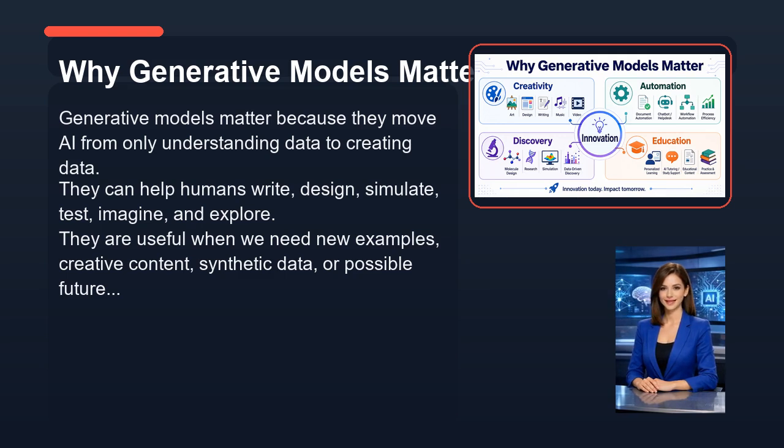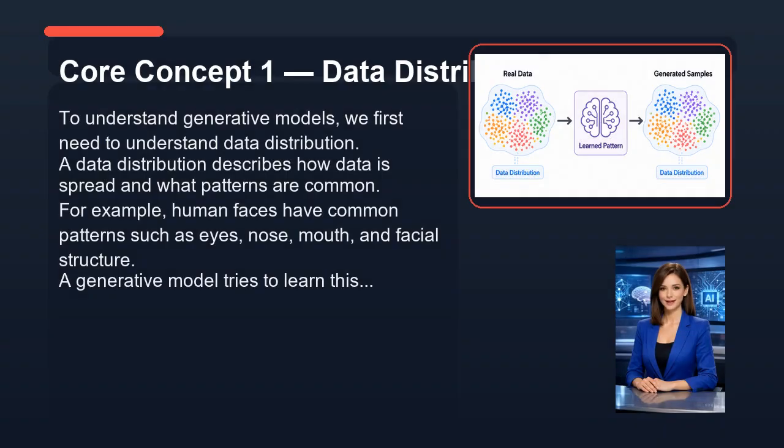For businesses, they can support automation, personalization, and innovation. For scientists, they can help discover molecules, simulate systems, and analyze complex patterns. For learners, they show one of the most powerful ideas in modern artificial intelligence. Now let's look at core concept 1, data distribution.